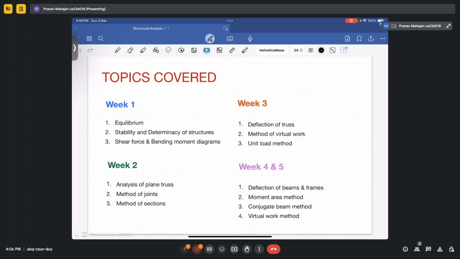In the third week, we calculated the deflection of trusses using the principle of virtual work. What we have done in that is utilize the concept of the unit load method. In the principle of virtual work, we said that the internal work done should be equal to the external work done. When we utilize that and put the external force applied on the member equal to 1, we get the formula for the deflection, whether it is horizontal deflection or vertical deflection.